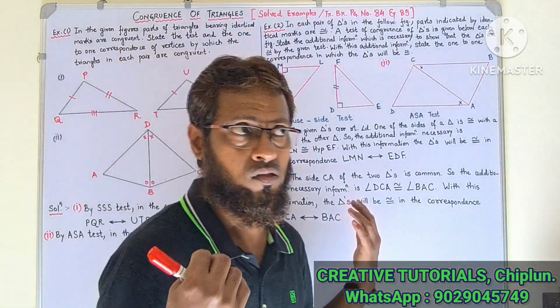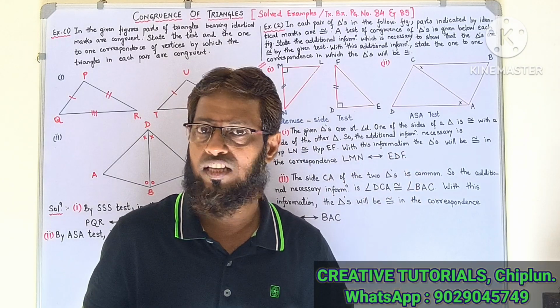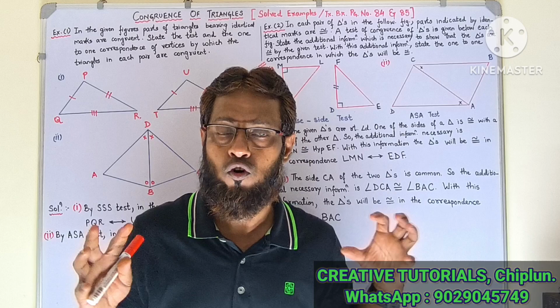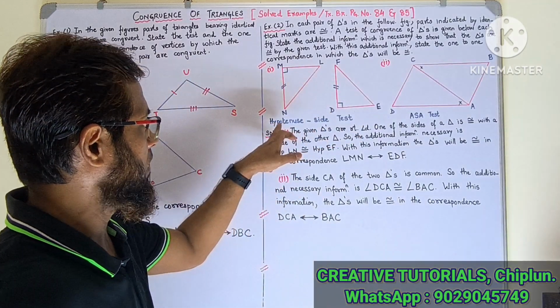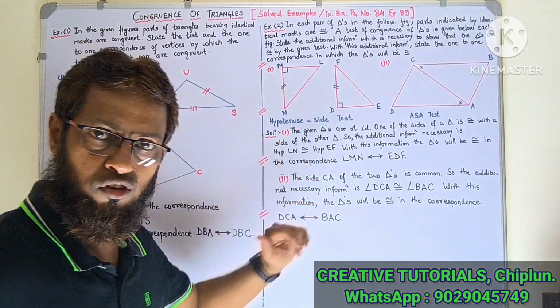You can see that both these triangles are right angle triangles. We know that whenever we are dealing with right angle triangles, the hypotenuse side test will always come into the picture as far as proving congruence of two triangles is concerned. So you can see that for these they are giving us the hypotenuse side test. The solution is there in front of you now.